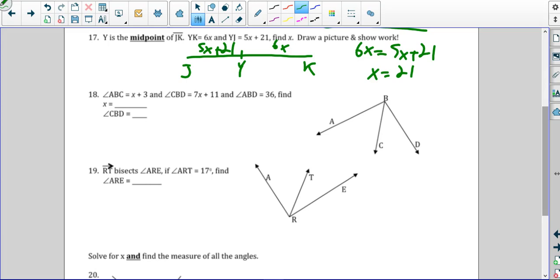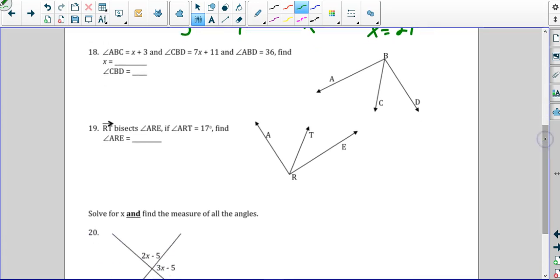And I'm finished. It said draw a picture, so make sure you do that. Don't do it all in your head, and show your work. You should do that anyway, even if the directions aren't there.